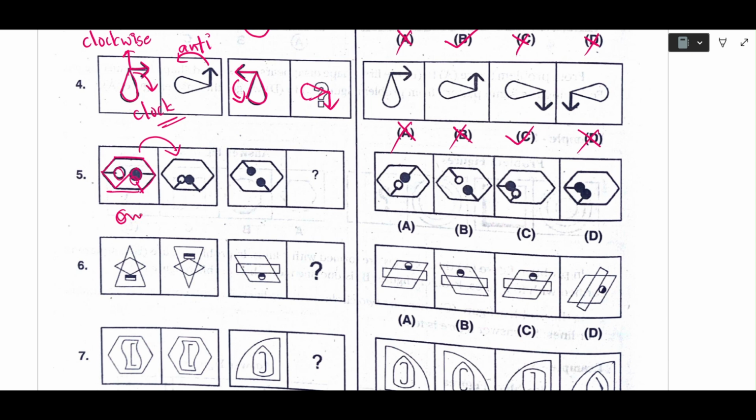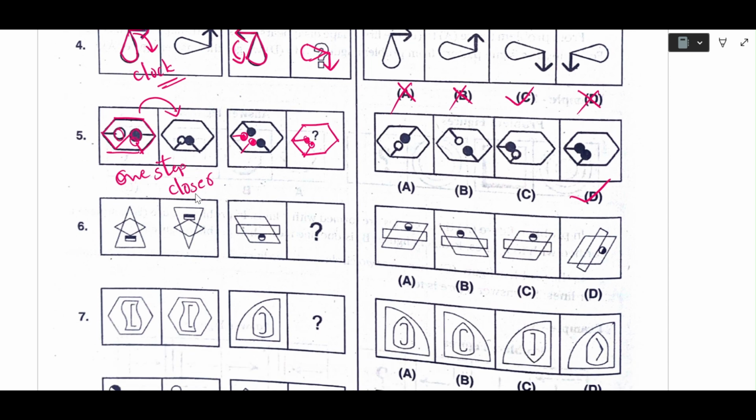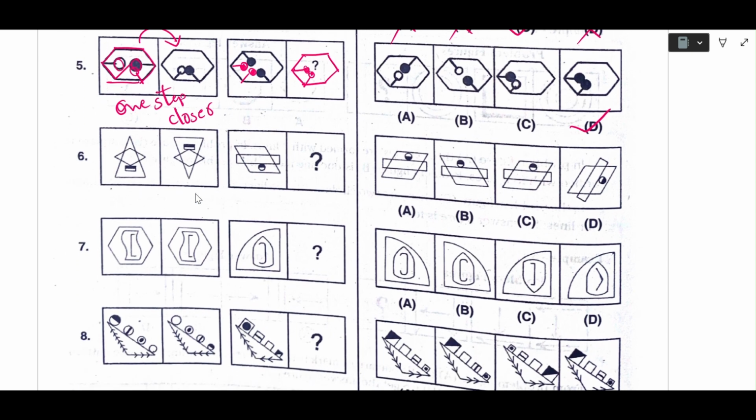So we have to make the same changes in the next pair also. It should come one step closer, and it also should come one step closer. These are both black circles. So where is the answer figure? It should be a hexagon and both the circles should be here, right? So we will be finding the similar figure, that is in option D. So we will be selecting D as our correct answer.